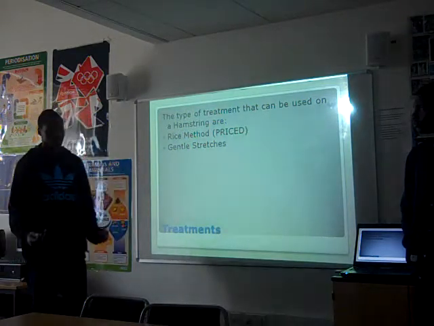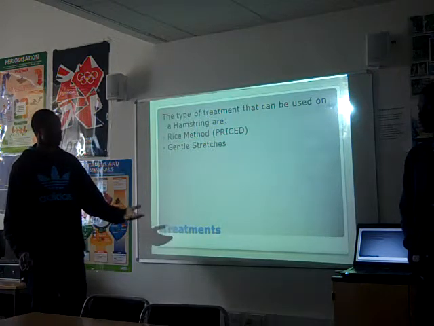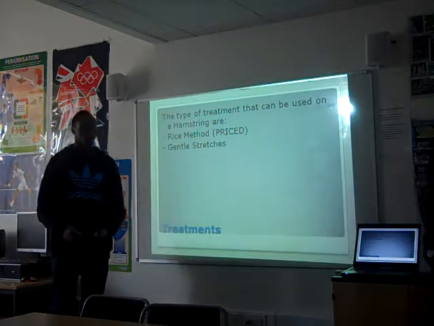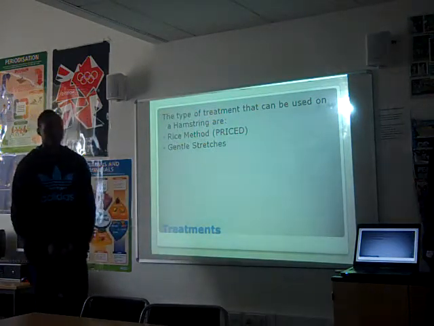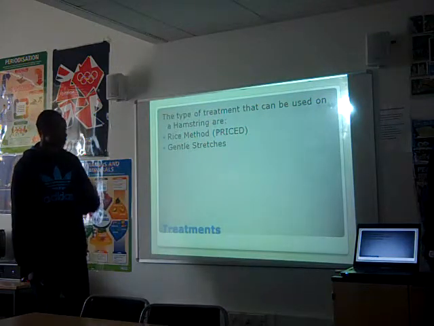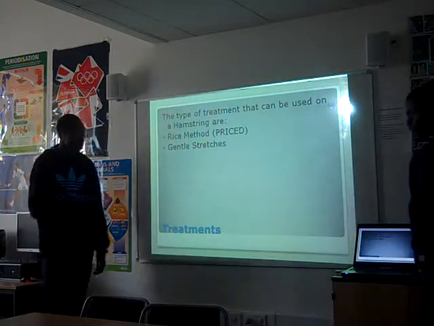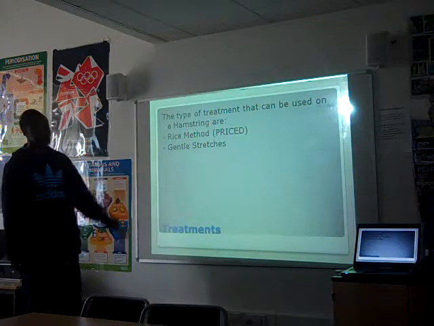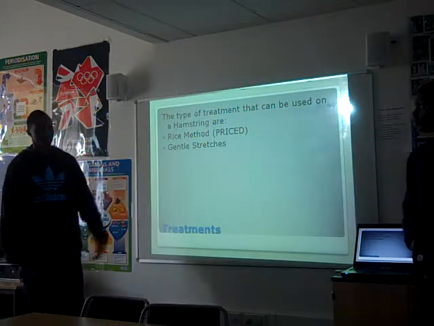Depending on the severity of the injury, that will determine if you have to go through some sort of surgery process if necessary. And you can also do gentle stretches if it's not too bad.